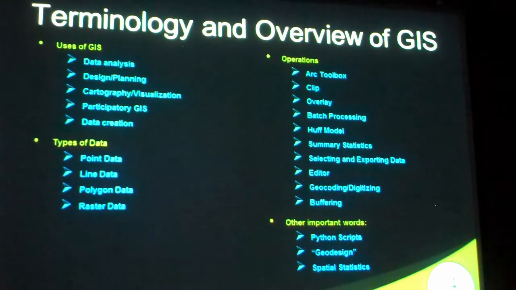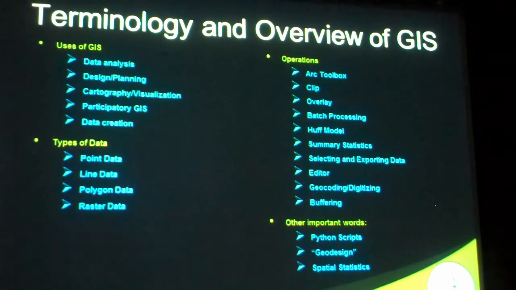So just some terminology and overview. I don't want to overload you, but the uses of GIS, of course, data analysis, design and planning, cartography and visualization, so making the maps, how they appear, what you're showing, how you use colors on the maps. Participatory GIS, we're going to talk about that. It's very exciting. Creating data, we'll talk a little bit about that.